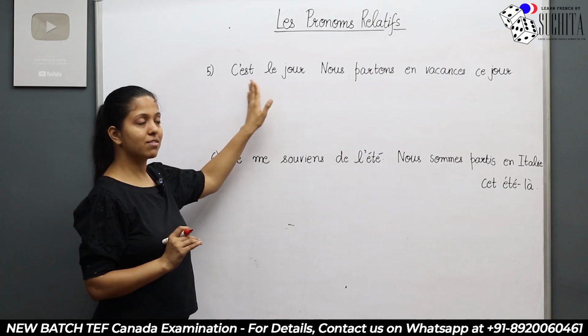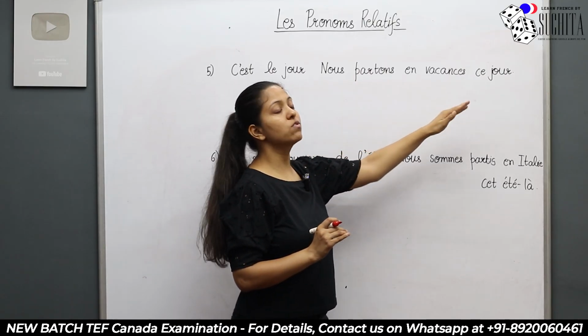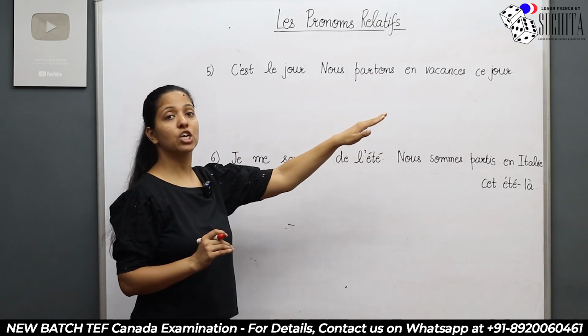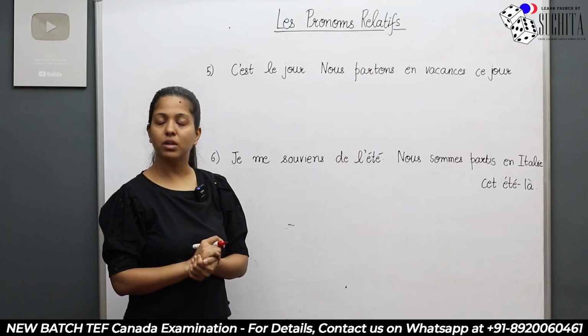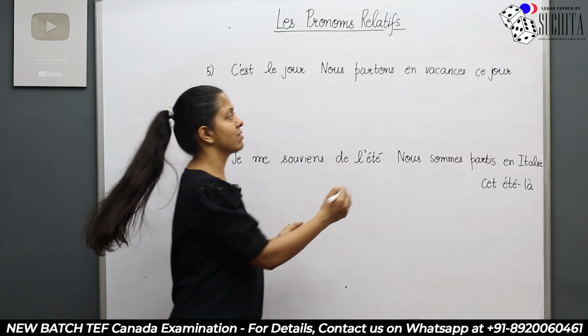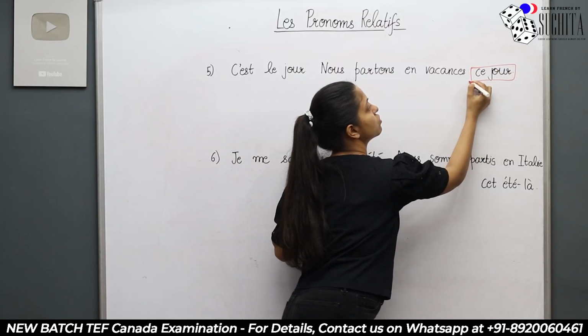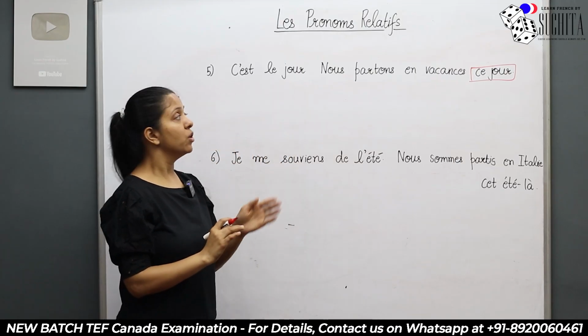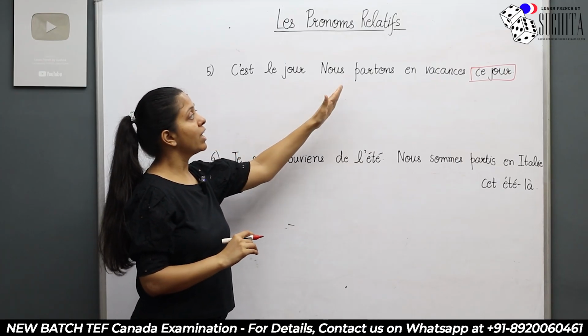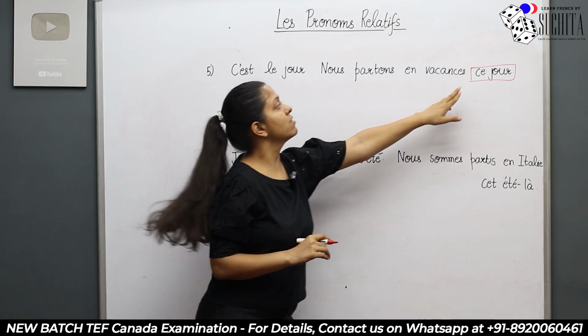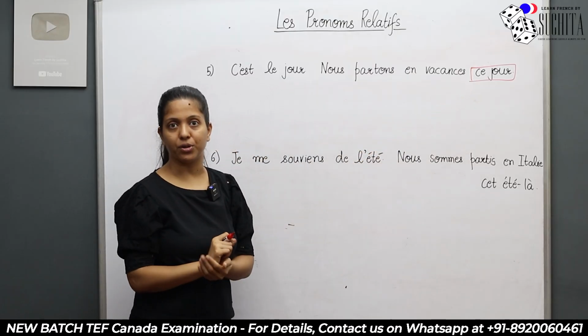C'est le jour, this is the day. Nous partons en vacances ce jour. We are leaving on vacations on this day. So what is the repetition in the second sentence? The repetition is ce jour, which is this. This is the day. We are leaving on vacations on this day. So this is the repetition, and that repetition is a time period, right?